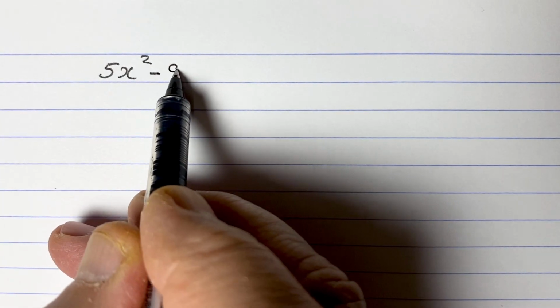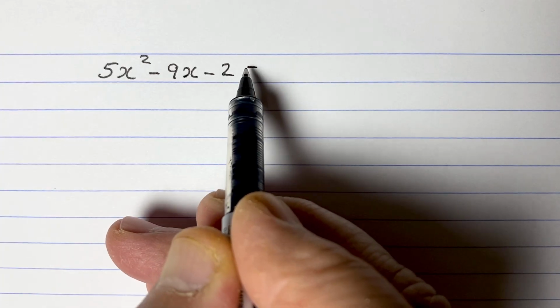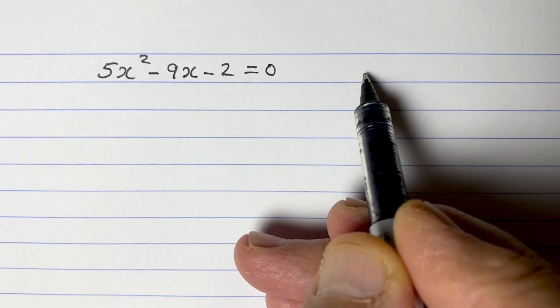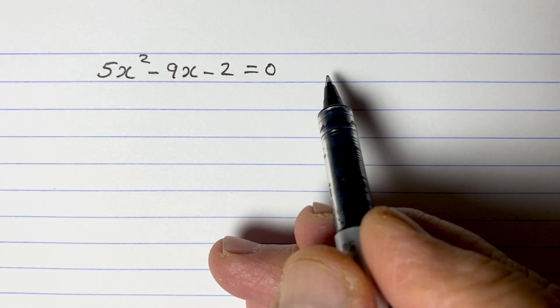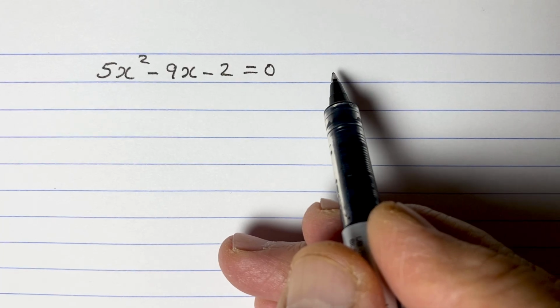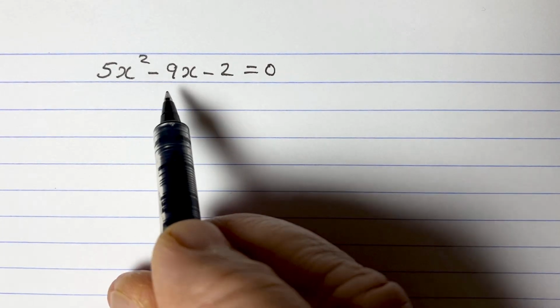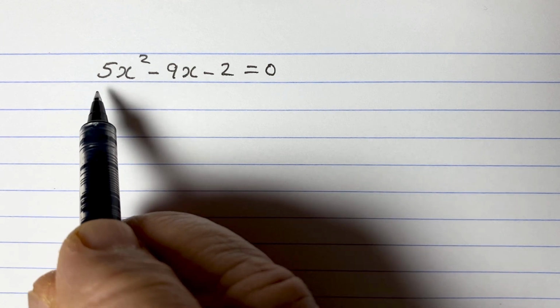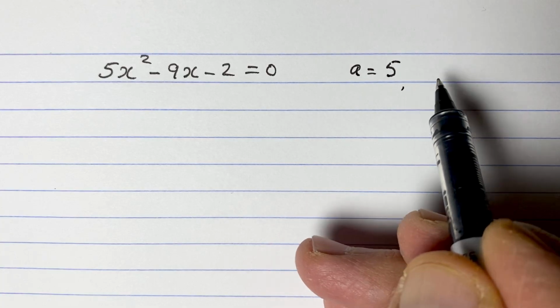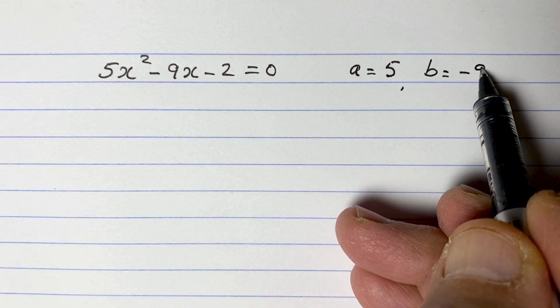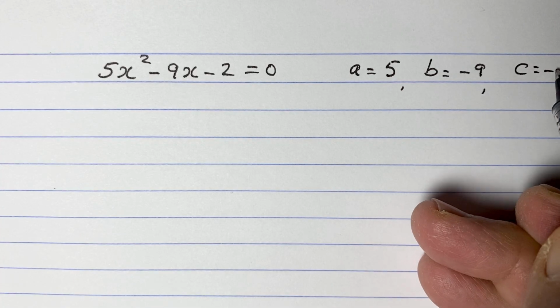One more example on solving a quadratic equation by formula. 5x squared minus 9x minus 2 equals 0. So again, because this is factorizable, you're going to end up with round numbers. It won't be decimals going on forever. Let's write our information down. a equals 5. b equals minus 9. And c equals minus 2.